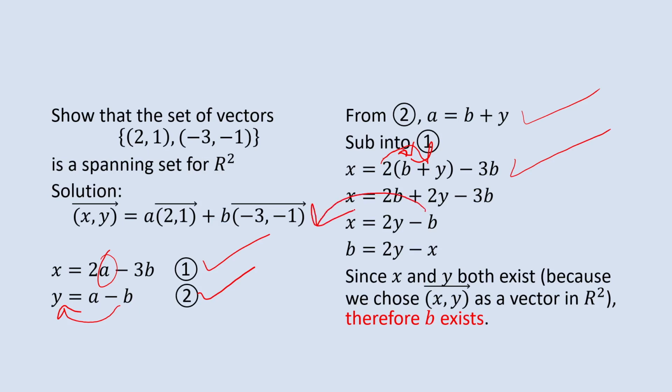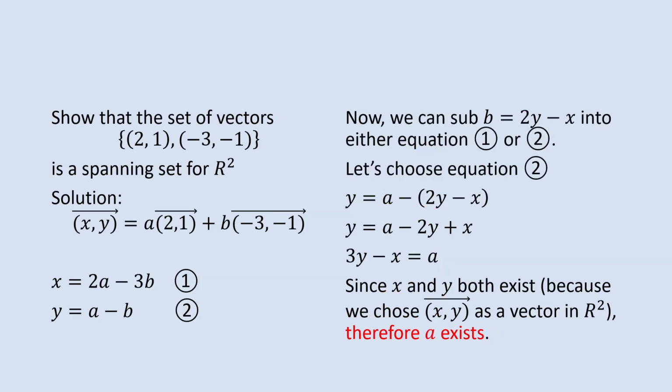We want to isolate b because we want to show that b is a number that exists. So we'll move b to the other side, move x to the other side, and we'll say b is equal to 2y minus x. Well, earlier on, we said (x, y) is a point in R2. In other words, x and y both exist. And since x and y both exist, b, 2 times y minus x, is a number that exists.